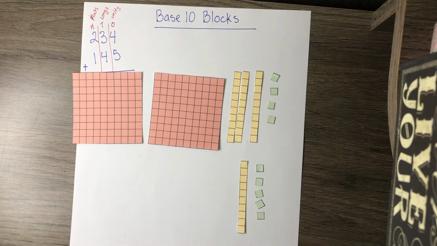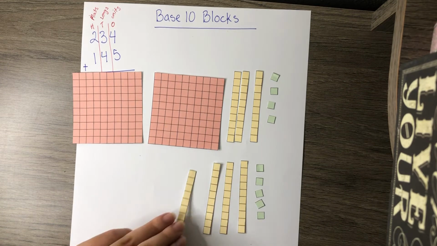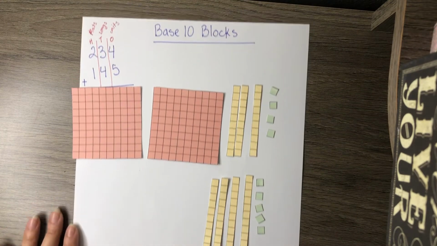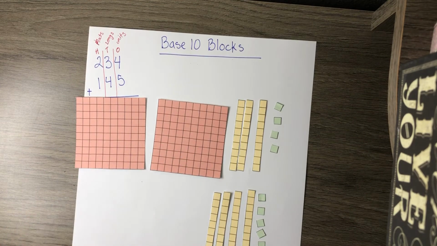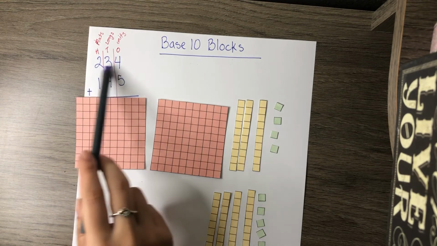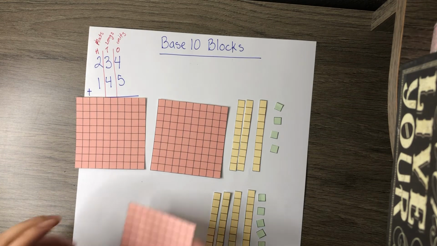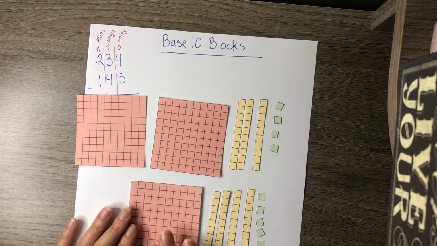1, 2, 3, and 4. Now, how many flats are we going to need? What do we look at for the flats? We look at our hundreds place. So for this number, 145, how many flats are we going to need? 1 flat, correct.